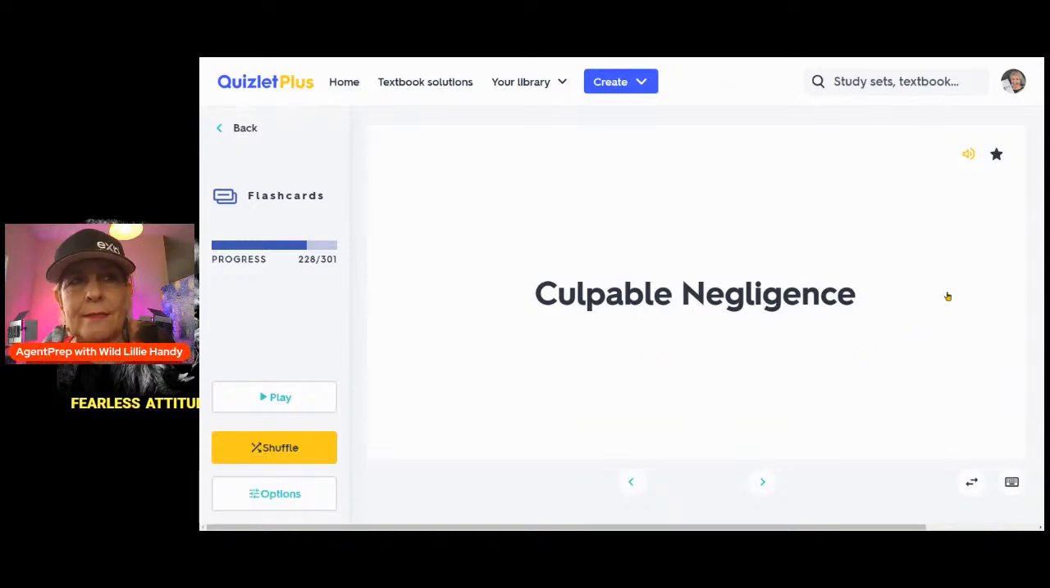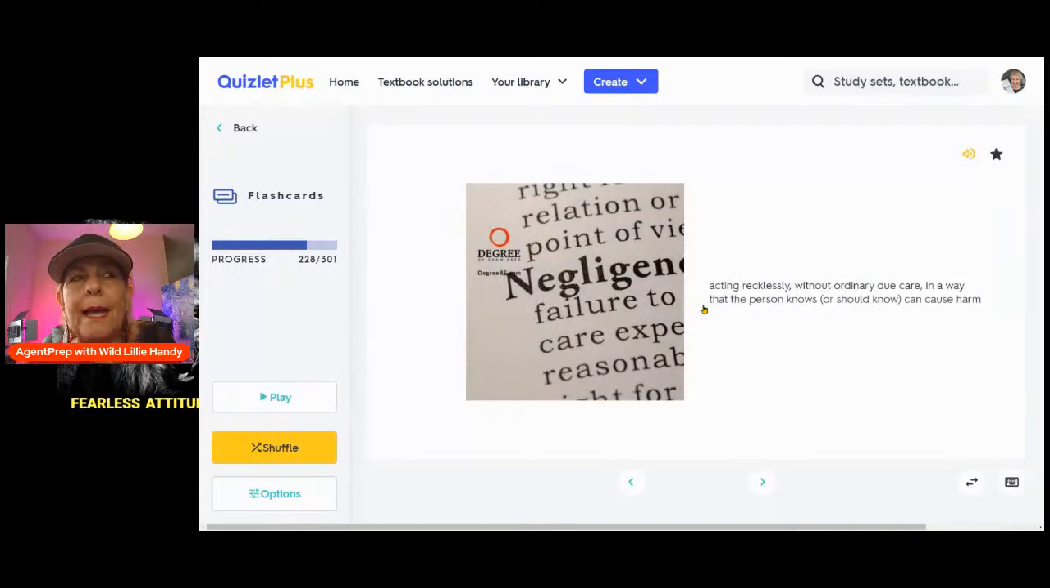Culpable negligence. So we're negligent about something, right? Acting recklessly without ordinary due care in a way that the person knows or should know can cause harm. Once you're a realtor, they're going to say, you should have known. Don't say, oh, well, I wasn't aware. Oh, well, I didn't know. Well, that doesn't work. So culpable negligence, acting recklessly without ordinary due care.